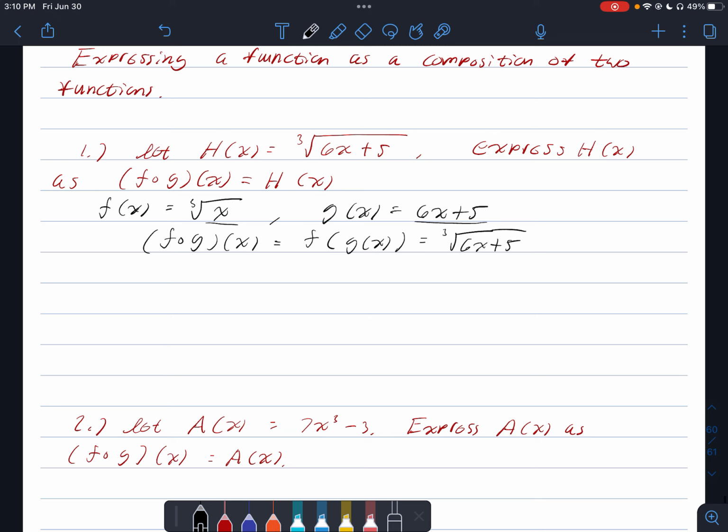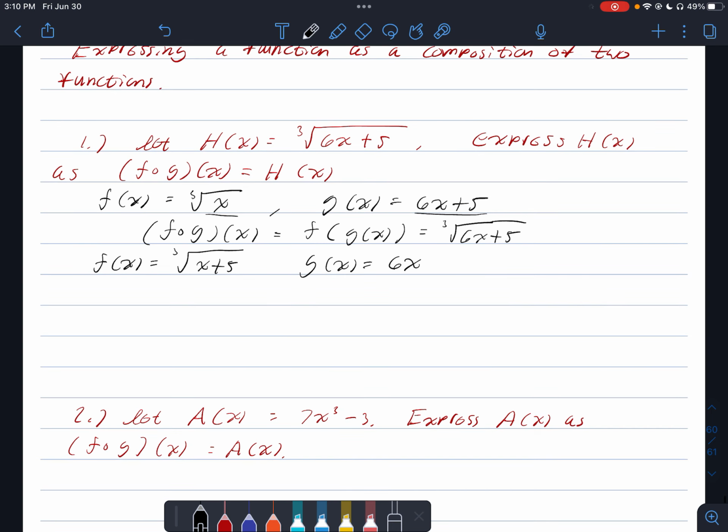Another way we could write this would be to let f of x equal the cube root of x plus 5, and we could let g of x equal 6x. So we'll plug 6x anywhere we see x here. So f composed with g of x will give us f of g of x, or the cube root of 6x plus 5. So there's multiple different ways we can write these answers, and I believe Alex does a pretty good job of finding all of the different possibilities.